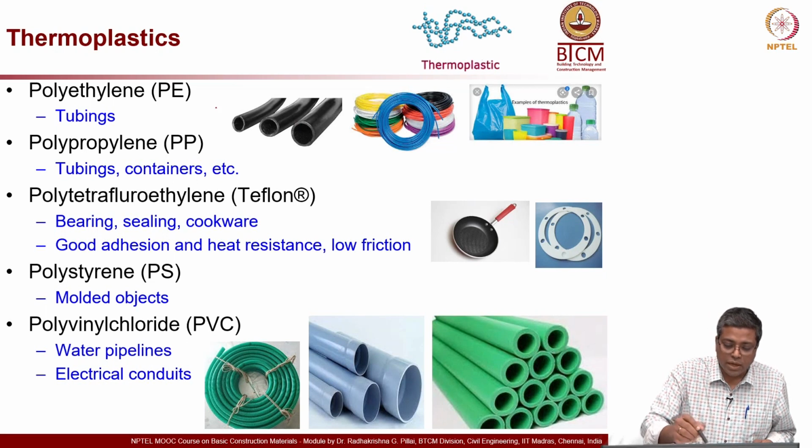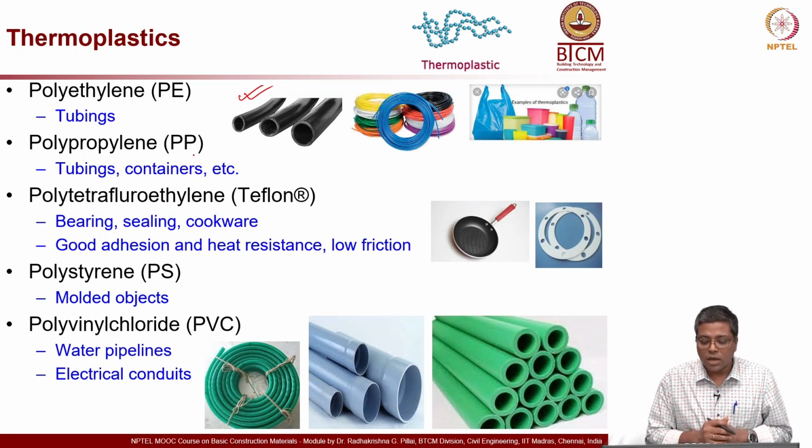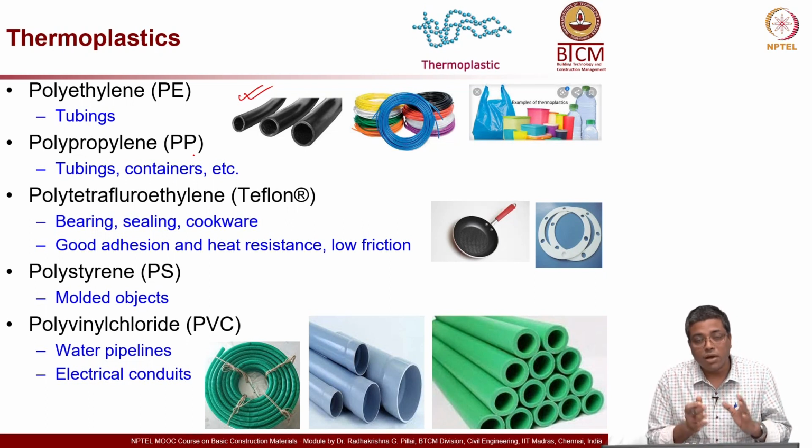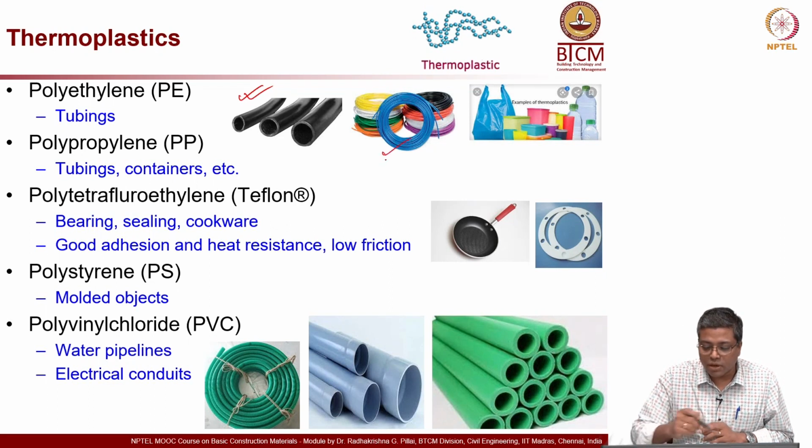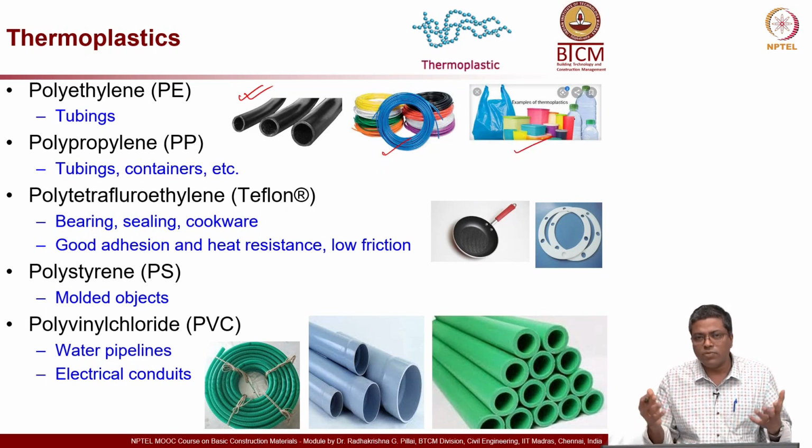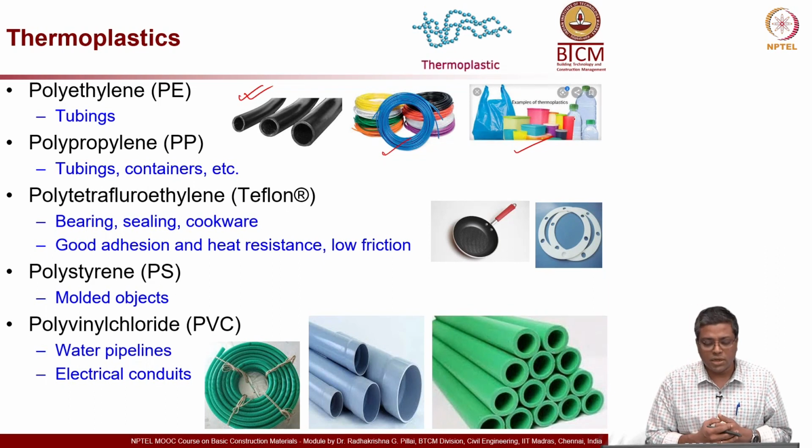These are some of the examples of thermoplastics. You can see polyethylene, we use a lot of these in various pipes. Polypropylene also we use. So you will see that on many of our construction sites, we will have a lot of these plastic materials being used. These are used for electrical wiring, or some containers, different types of materials which we see in our day to day life. We use all these materials a lot.